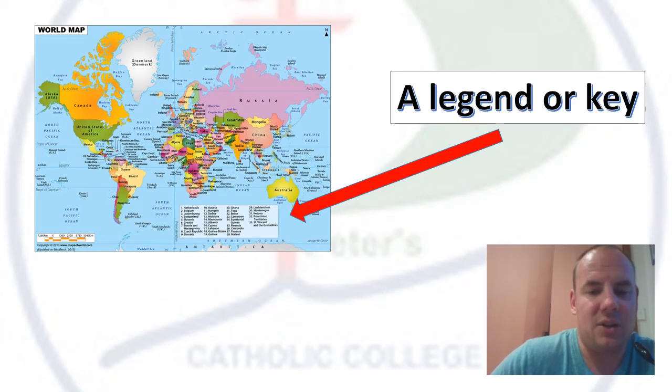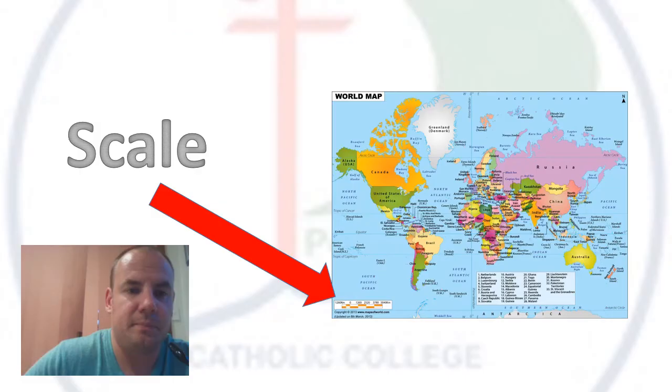Then we have a legend, or another word for a legend is a key. You can see this key is actually a number key. Some keys are different colors and they're shaded. So you can see some of the tiny countries have numbers, and we can look up what the numbers represent in the legend or key.